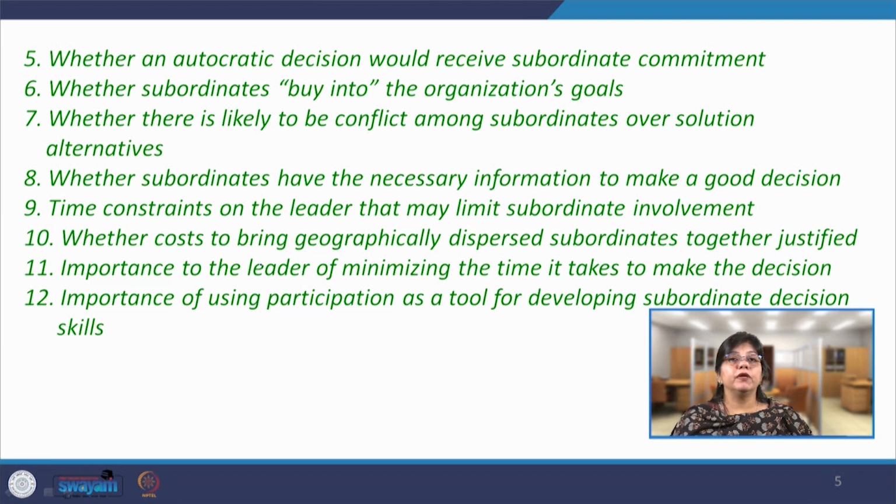Whether subordinates have the necessary information to make a decision. If the leader does not have the complete or necessary information, sometimes the subordinates also do not have complete information about the situation, and they find difficulty in coming to the proper decision. Again, lack of knowledge, lack of expertise can create such a situation where decision making becomes difficult.